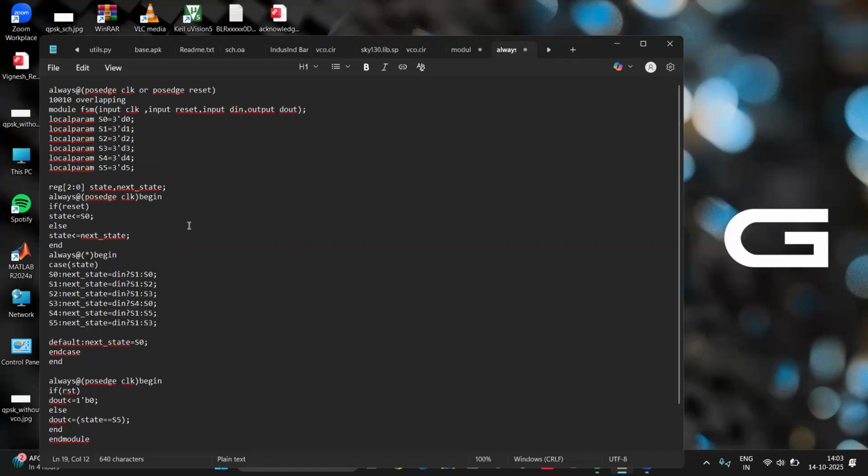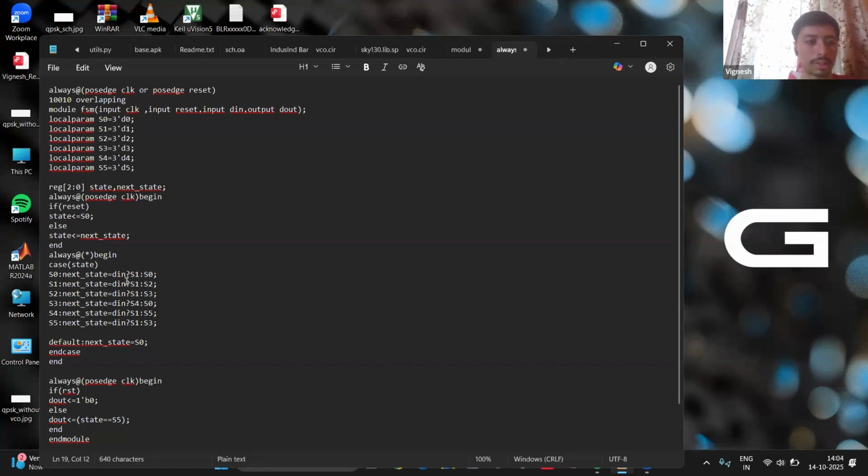Yes, continue. So after that we are declaring the states, state and next state. We are registering it, and at the positive edge clock we begin: if it is reset, it is in the S0 state. Else, if it is not reset, we go to the next state, and we handle the states with the case statement, and it continues. So for S0 we go to the next state, and this input is S1 and S0. What operator is this? Conditional.